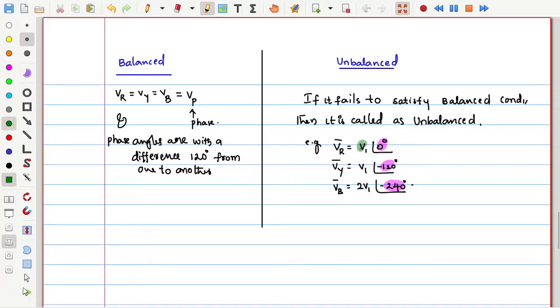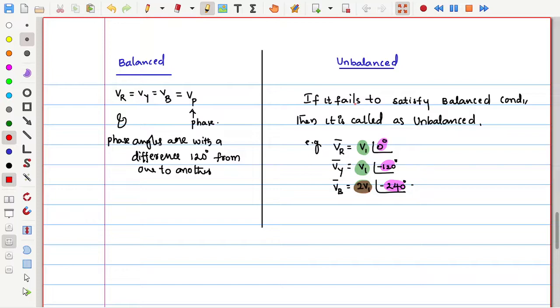See that this magnitude is V1, fine. This also is V1, fine. But this is 2V1. That means all magnitudes are not the same. So this is the reason that it is not balanced. Got my point? Two voltage magnitudes are equal, but the third voltage magnitude is double of these. So it is not balanced. So magnitudes must be equal, angles must differ by 120. If this condition is violated, it is called unbalanced. Clear?